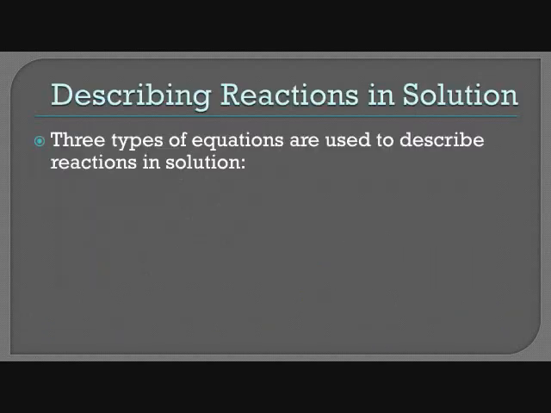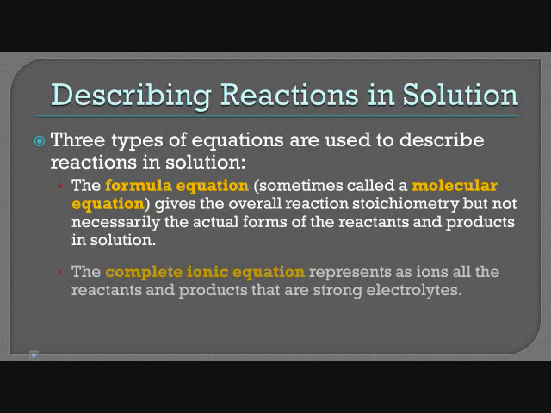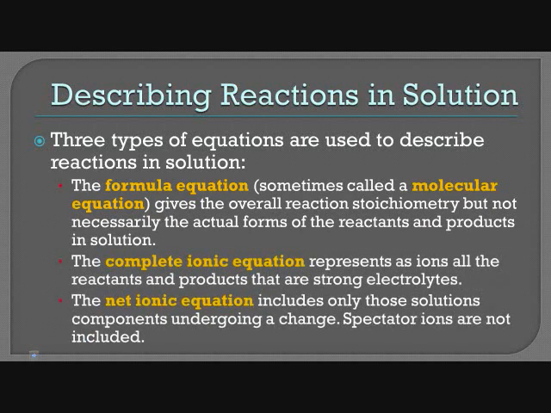Okay, the 3 types of reactions, or 3 types of equations that we can use, especially for precipitation reactions, are the formula equation, which is sometimes called a molecular equation. We called it that in Chem 1. This is the regular chemical equation. So if you need to make a little note to yourself, this is just the regular equation.